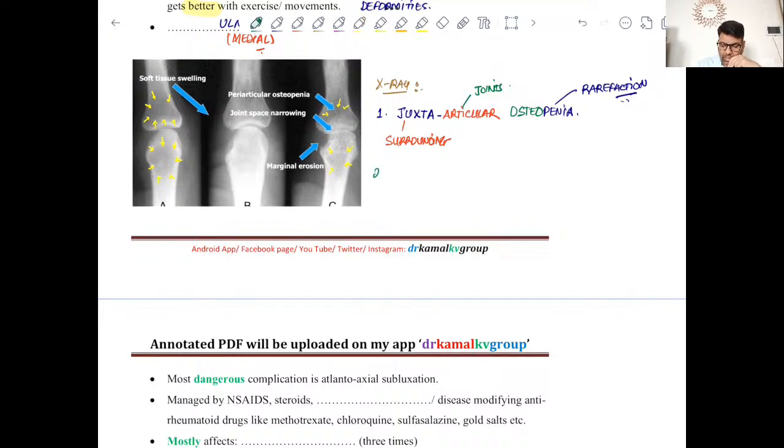Now second important thing is, because there is destruction of the cartilage, there will be narrowing of joint space, because the articular ends of the involved bones will come closer because the intervening disc dies off, so it leads to narrowing of joint space. And sometimes we can see marginal erosions as well, right? So these are few important X-ray findings of rheumatoid arthritis which everyone should know.